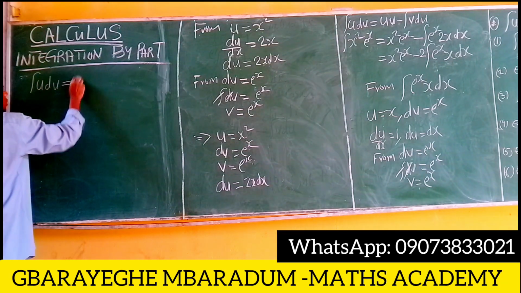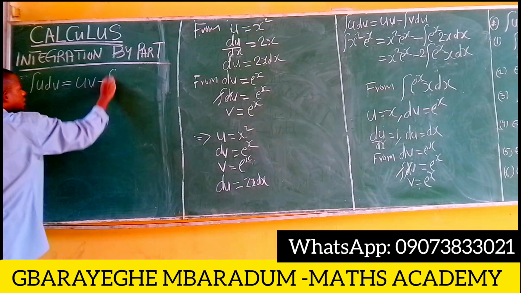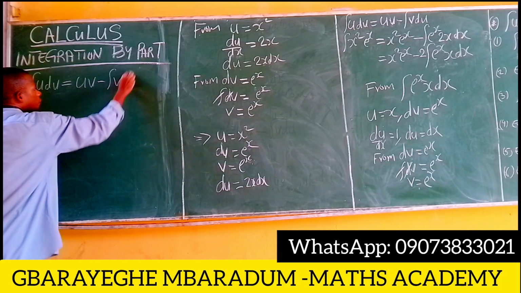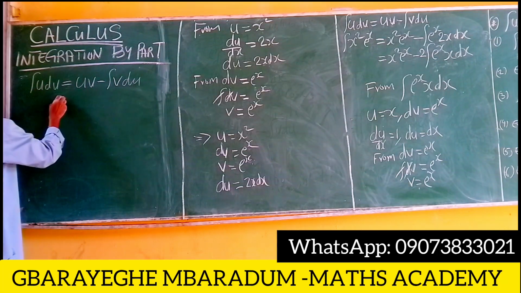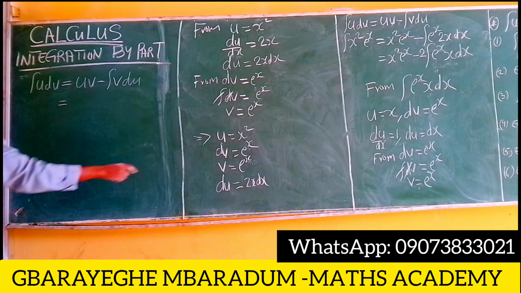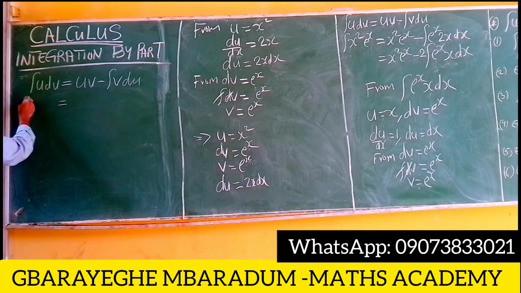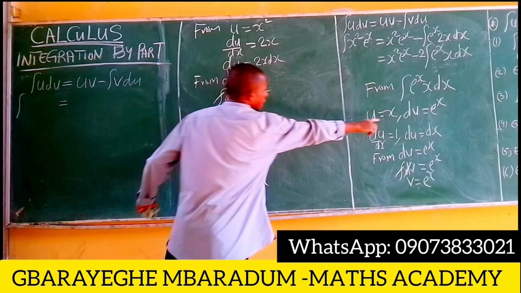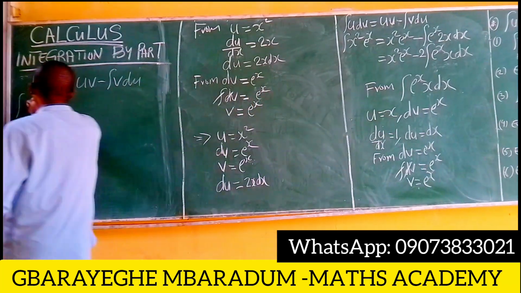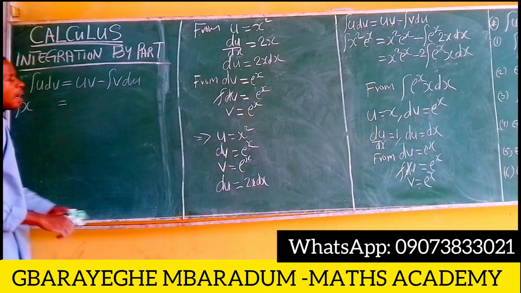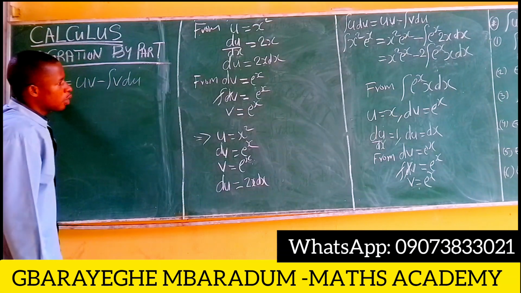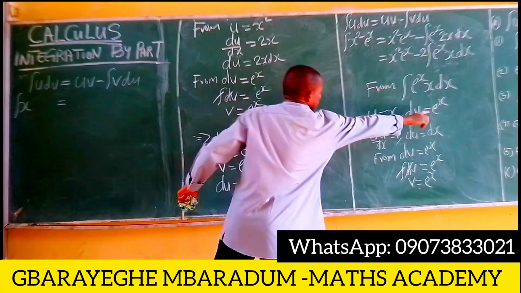Equals to UV minus the integral of V du. Now this implies that our U is what? Our U is x, right? Our dv is exponential x.